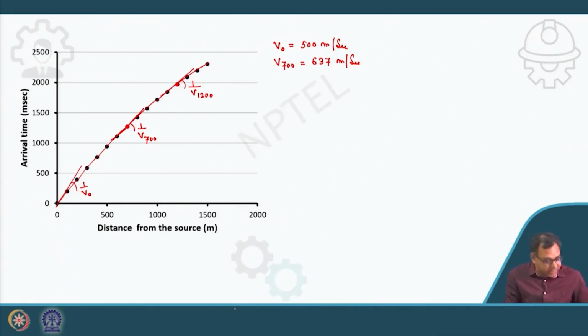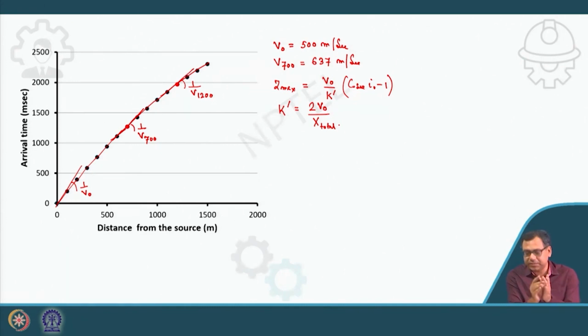So now what I have to determine? First I have to determine Z max and K dash. Z max expression and the K dash expression I have already derived. So Z max expression is V0 by K dash into cosec I0 minus 1, and K dash expression is 2 by 2V0 by X total. Total means here 700, that is the distance. X total is what?